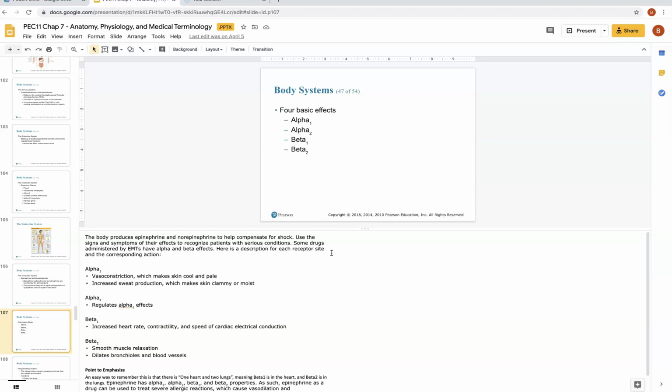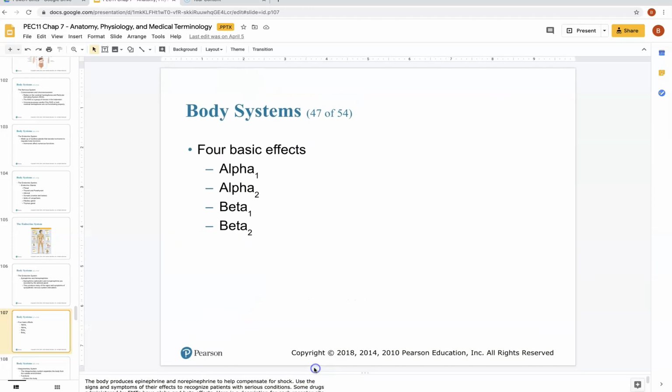So beta 2, how many lungs do we have? We have 2. That will give you what the beta 2 affects, the lungs. Beta 1, 1 heart. Beta 2, 2 lungs.